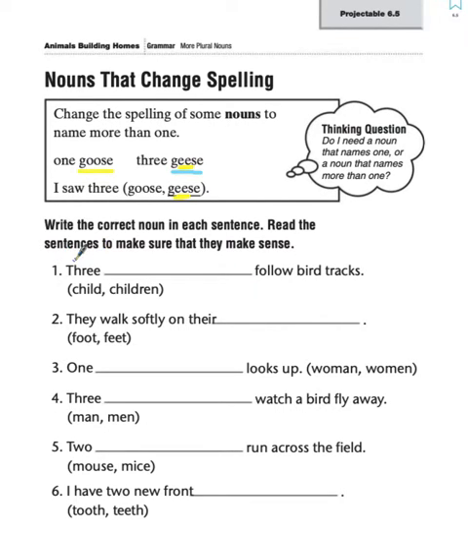Our first sentence says, 3 blank follow bird tracks. Well, see that word 3 right here. So that tells me right away I am looking for more than one. So we have the word child right here, and we have the word children. Well, if I'm talking about a child, I'm just talking about one. And right here I see my clue word 3. So the word children is the word that I want to write on the line. And then I'm going to read it to make sure it makes sense. So let me write the word children right here on the line.